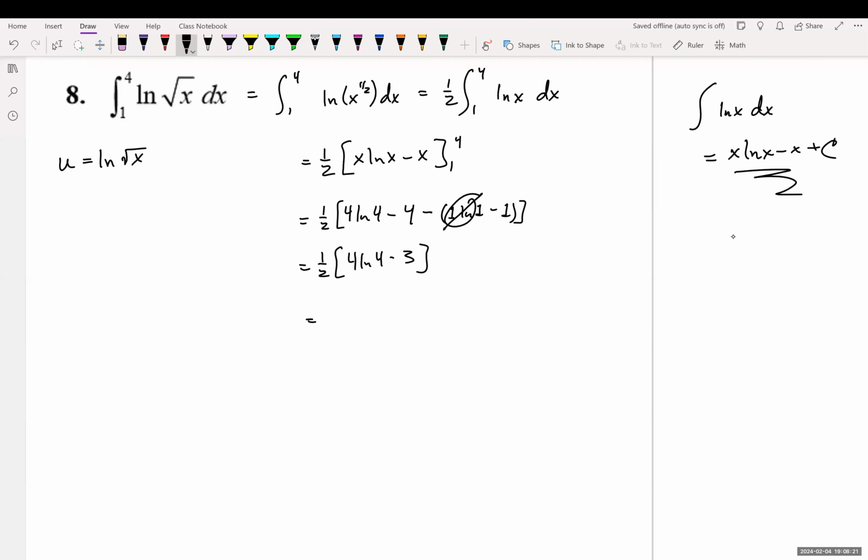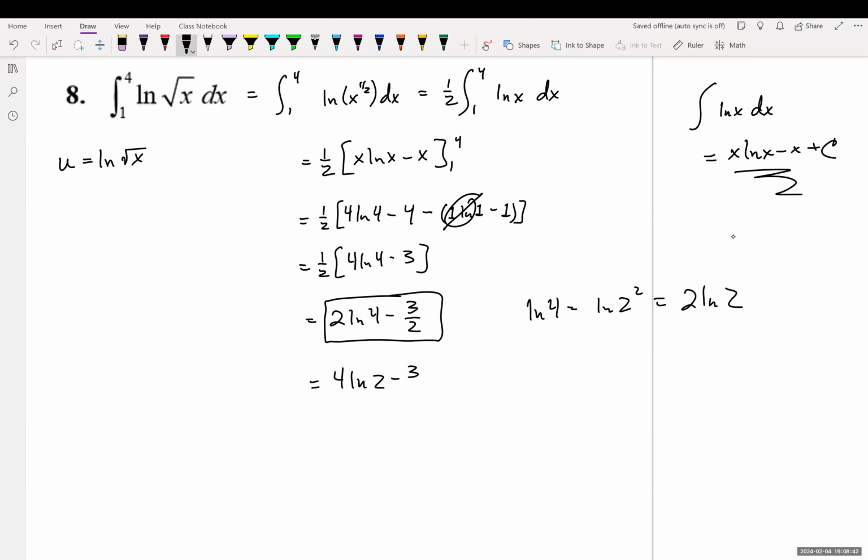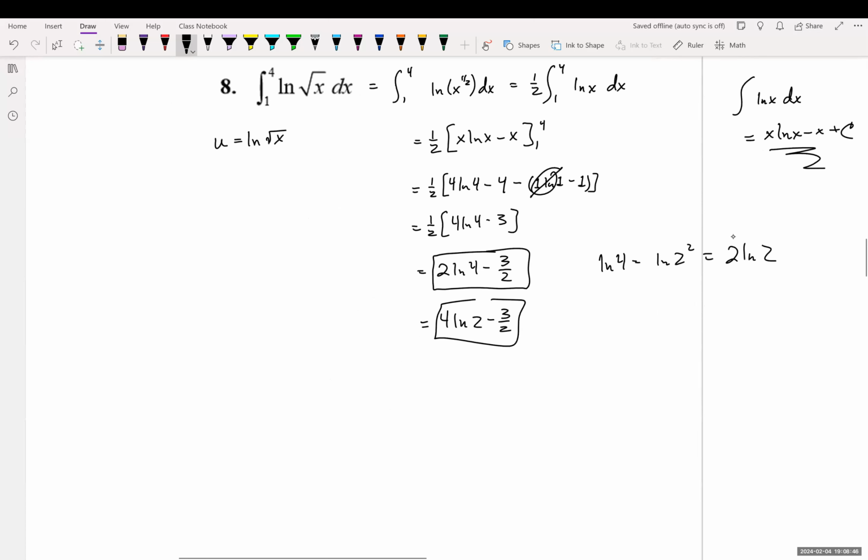So distributing, we're going to get 2 ln 4 minus 3 over 2, which is a perfectly fine way to write it, but we can also notice that the ln of 4 is equal to the ln of 2 squared, and then that's going to be 2 ln 2. So we could also rewrite this as 4 ln 2 minus 3 over 2. Either way, gets you to the same place. Let's go on to number 9.